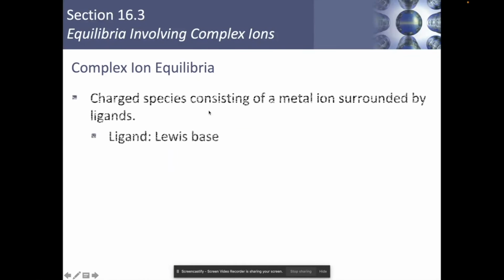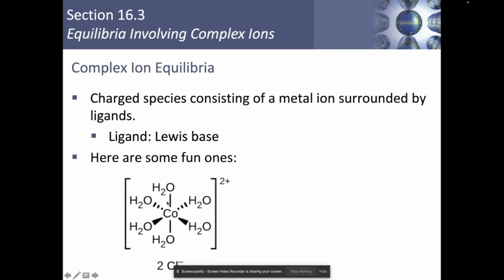On the bright side, that means you don't have to name any of them because they have horrible, horrible names. But charged species consist of a metal ion surrounded by a ligand. Now, a ligand is a fancy term for a Lewis base, and they can have some pretty cool looking shapes. We very often end up with octahedral shapes like this, which is kind of cool.